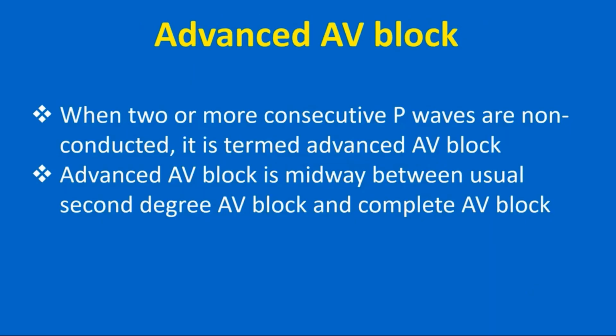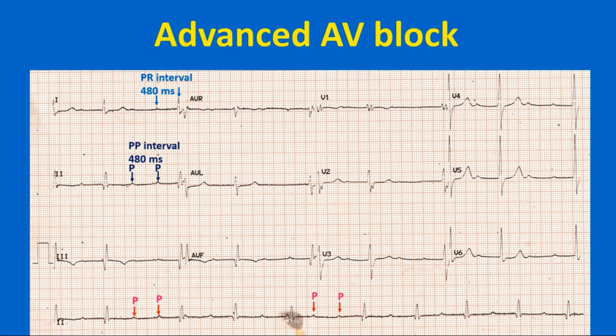When 2 or more consecutive P waves are non-conducted, it is termed advanced AV block. Advanced AV block is midway between usual second degree AV block and complete AV block. ECG showing advanced AV block with RBBB.